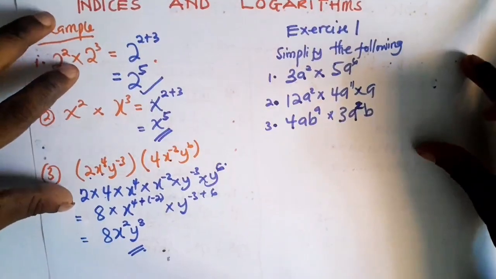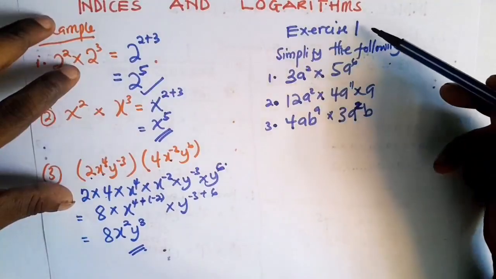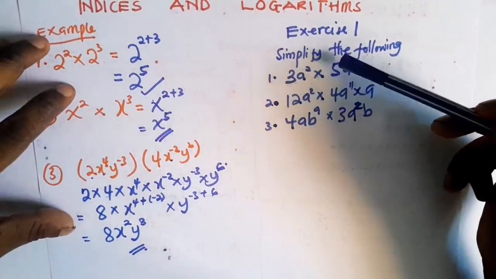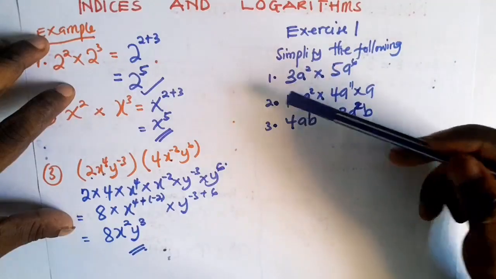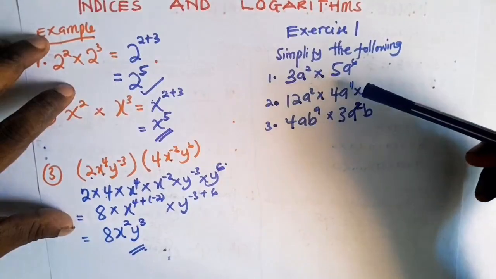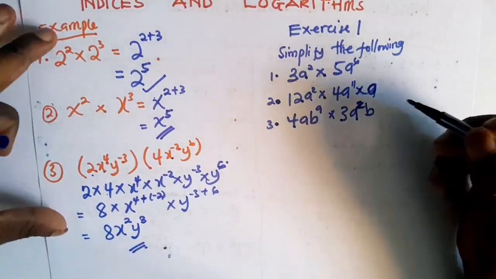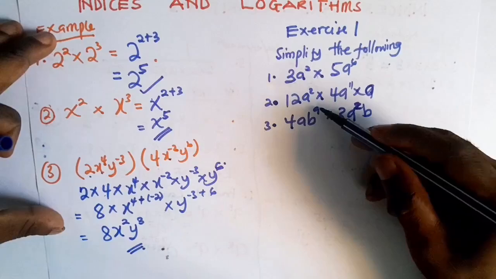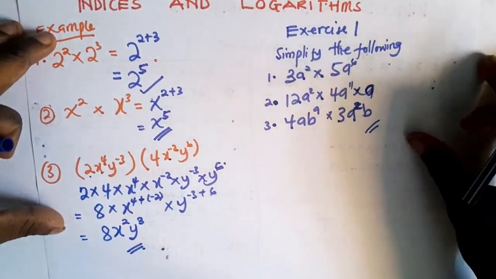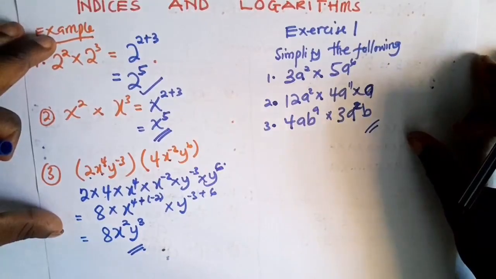So you take this exercise 1. Simplify the following. 1. 3a squared times 5a power 6. 2. 12a squared times 4a power 11 times a. Then number 3. 4ab power 9 times 3a squared b. Try this. Make sure you put it in the exercise book as you were informed.